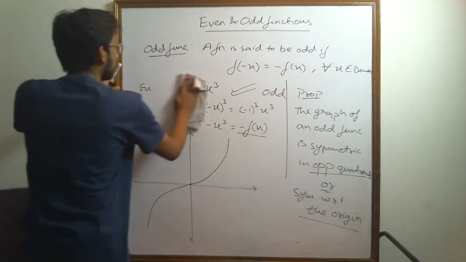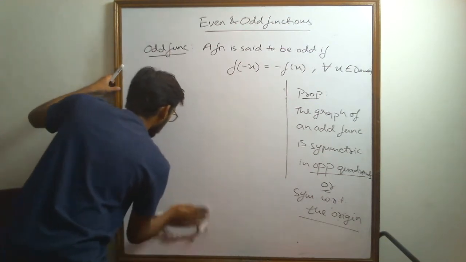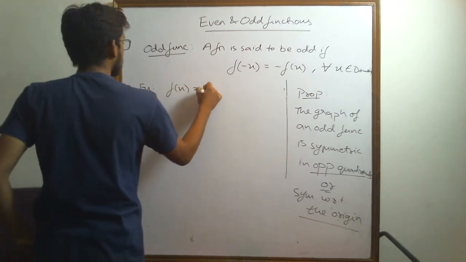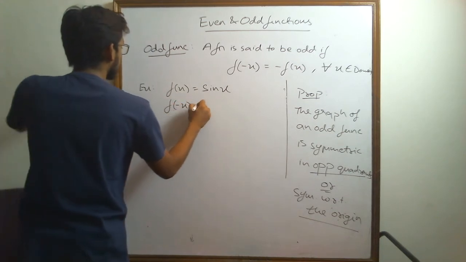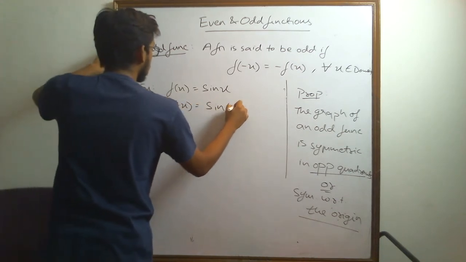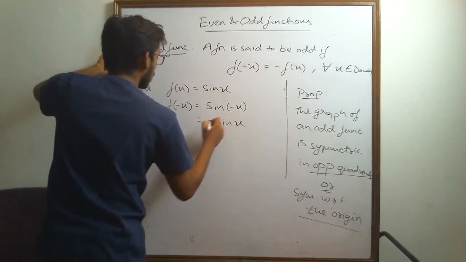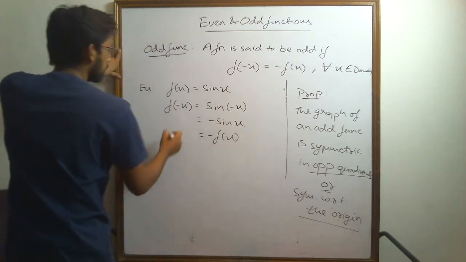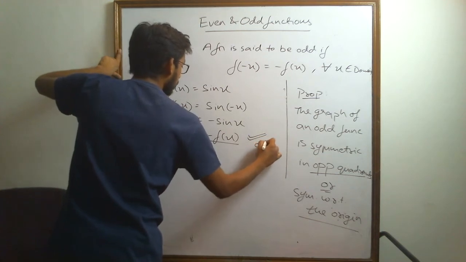Let's look at one more example. Say f of x is equal to sine x. If I find f of minus x, that is equal to sine of minus x, which is equal to minus sine x, which is in fact equal to minus of f of x. Since this condition is satisfied, this is again an odd function.